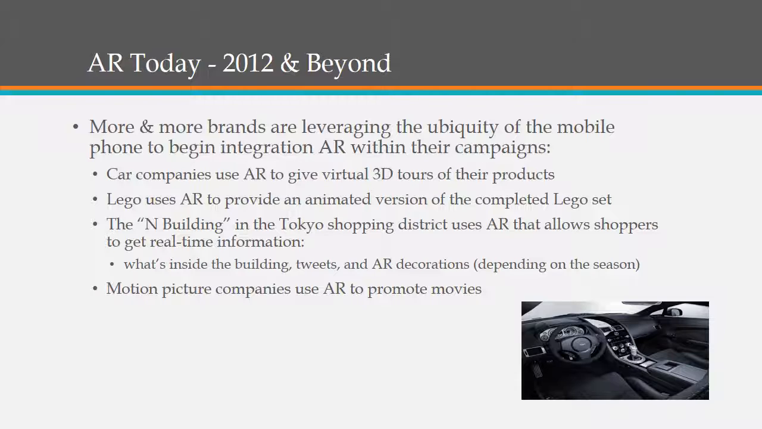And then the N building in Tokyo's shopping district uses augmented reality that allows shoppers to get real-time information. This is one of the most technologically advanced buildings in the world. It allows information to be provided to shoppers and employees, such as tweets, decorations provided through augmented reality, as well as what's inside the building and what's happening.